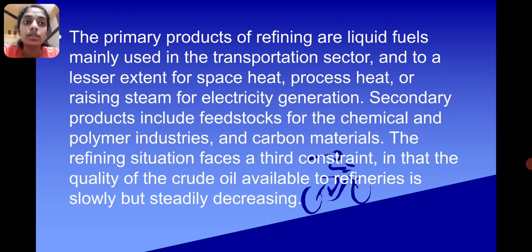The primary products of refining are liquid fuels, mainly used in the transportation sector, and to a lesser extent for space heat, process heat, or raising steam for electricity generation. Secondary products include feedstocks for the chemical and polymer industries and carbon metals. The refining situation faces a third constraint in that the quality of the crude oil available to the refineries is slowly but steadily decreasing.